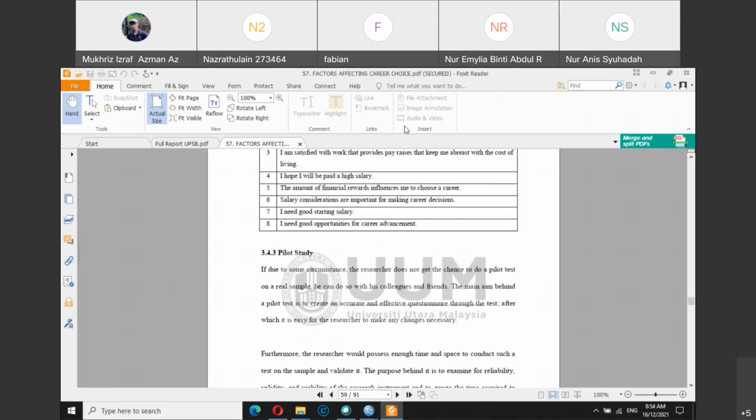So you cannot simply create your own questions, and language-wise is also very important. The questions that you put in the questionnaire must be easily understood, whether in English or in Bahasa Malaysia or in any language. Mostly it depends on your target respondents. If your respondents mainly consist of people who speak Malay, for example, then you need to have the questions in Malay. But if your target respondents can understand both English and Malay, then you need to have dual languages.